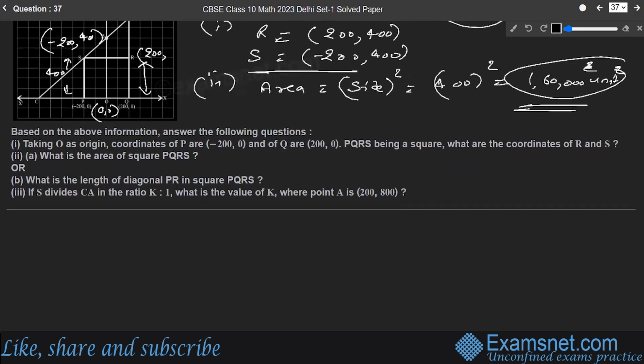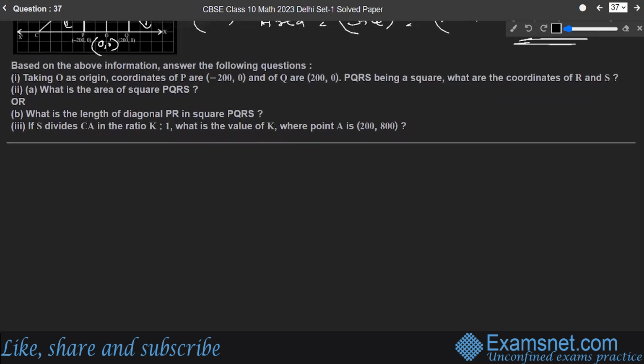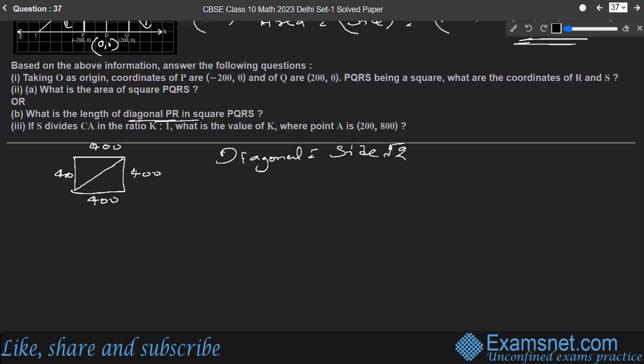Now there is part B also. What is in part B? What is the length of diagonal PR in the square? The square is like this, where each side is 400 units. They are asking for the length of the diagonal. There's a direct formula for finding the diagonal's length: the diagonal is equal to side root 2. So the side value is 400 into root 2, so it becomes simply 400 root 2 units. This is the length of the diagonal that can be obtained directly.